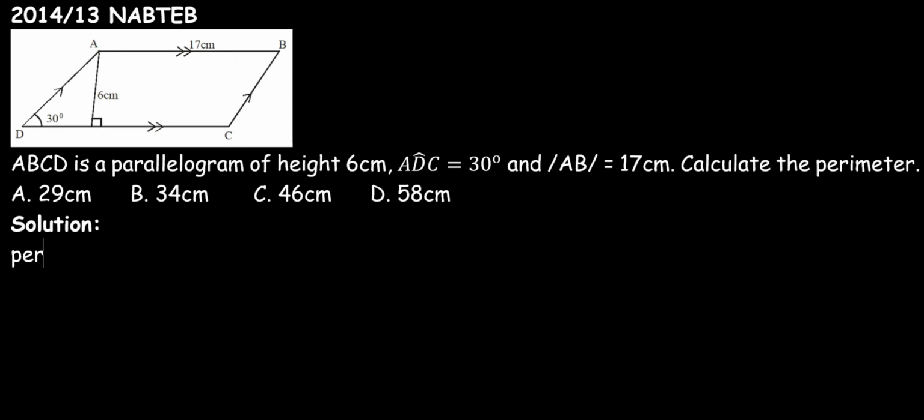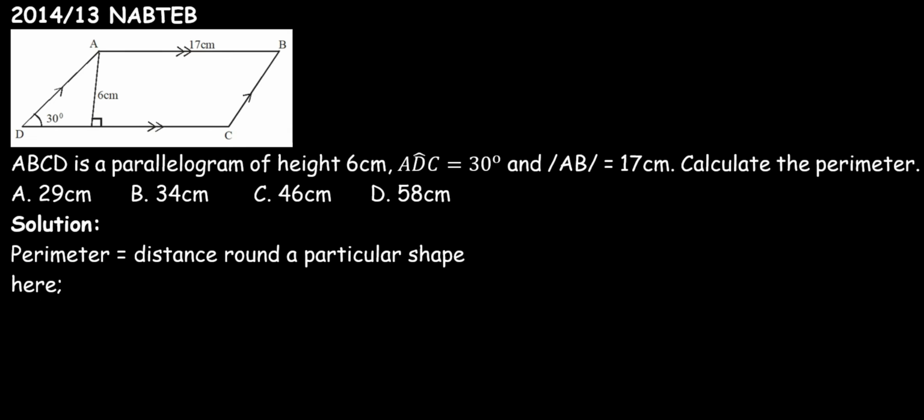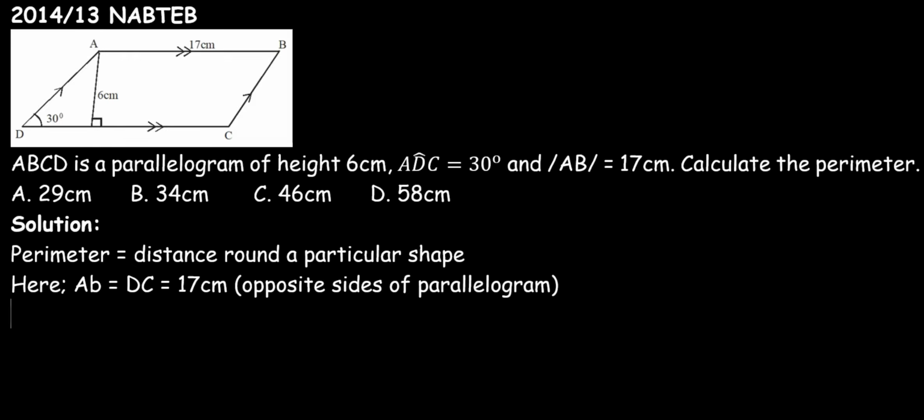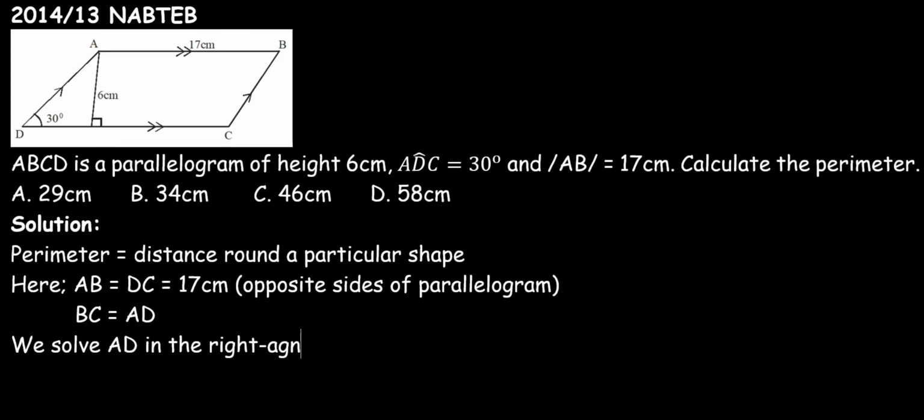Solution. Perimeter is equal to the distance around a particular shape. Here, AB is equal to DC, which is equal to 70 centimeters, opposite sides of a parallelogram. They are equal. Similarly, BC is equal to AD, for the same reason: opposite sides of a parallelogram are equal. From the given problem, AD is not known, but we can solve for AD in the right-angled triangle by trig ratio.